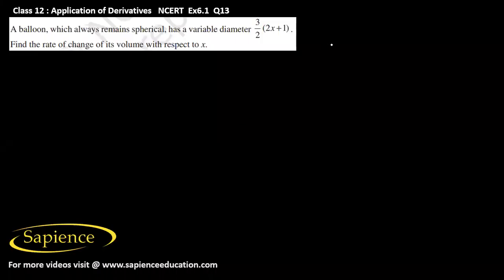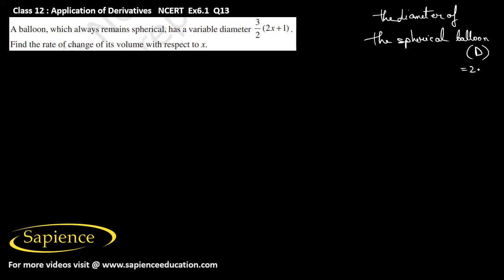Okay, so here it is told that a balloon which always remains spherical has a variable diameter which is 3 by 2 into 2x plus 1. So here it is told that the diameter of the spherical balloon, suppose if I call it as capital D, or I can say it as 2r also, where r is the radius of that spherical balloon. So then D is given as 3 by 2 into 2x plus 1.